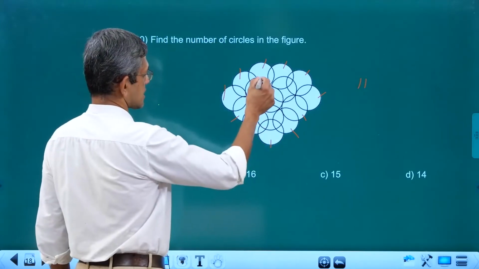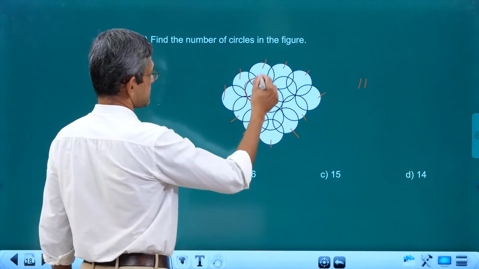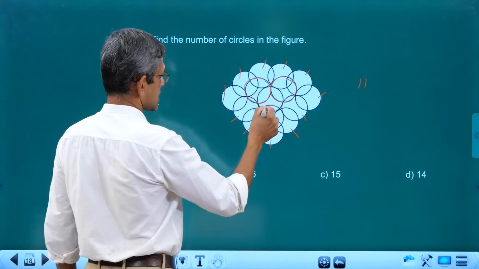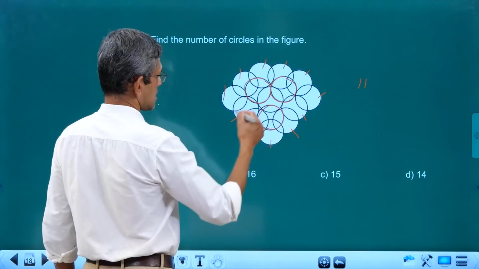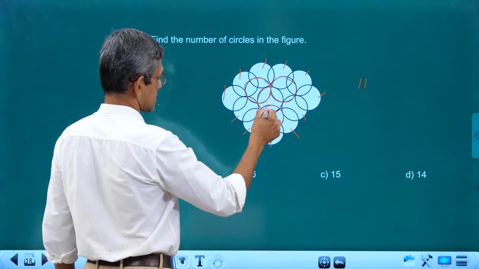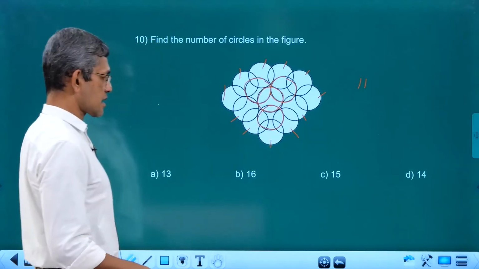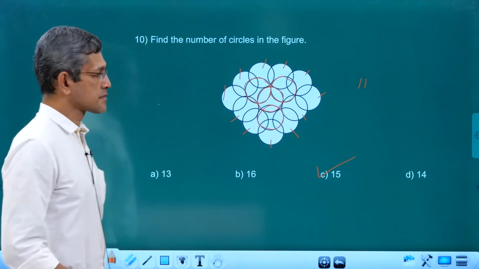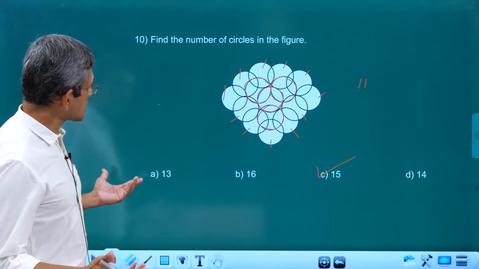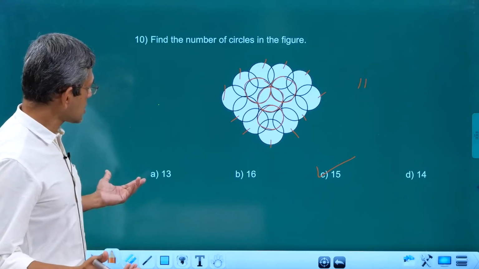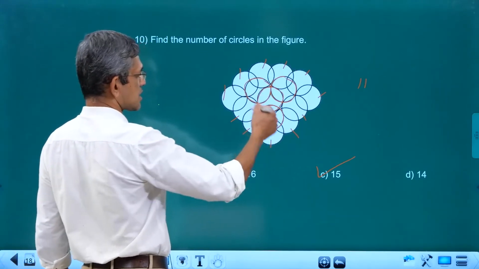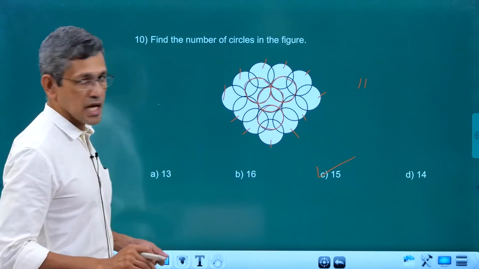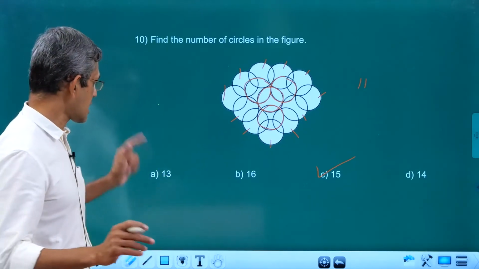Then we have this one here. 12 and 13 and 14. Is there any more? This one, 15. So how many circles? Total 15 circles. That would be the answer for this question. There is nothing confusing over there. All the outer circles we have marked, inner circles we have counted. That's it. No single circle we haven't touched. Okay, fine. Let's go for the next one.